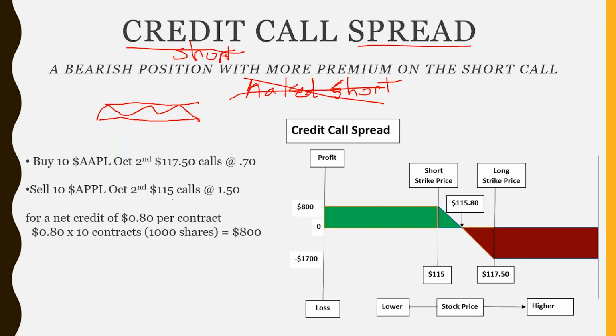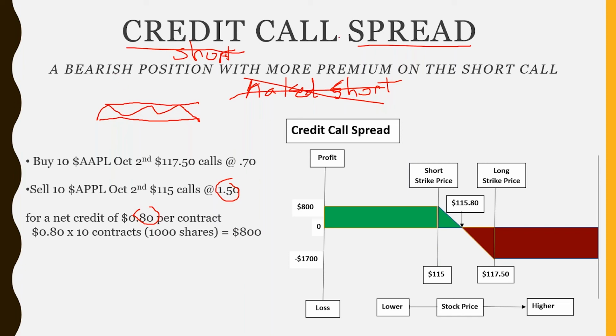So to get back to here, credit call means we're bearish on the stock. So we do the opposite. We're going to buy, for example, 117.50 calls, and we're going to sell 115 calls. So we're going to collect $1.50, and we pay 70 cents. Okay, so our premium is 80 cents that we collected. We collect 80 cents with, let's say, for example, 10 contracts, you collect $800 in premium.